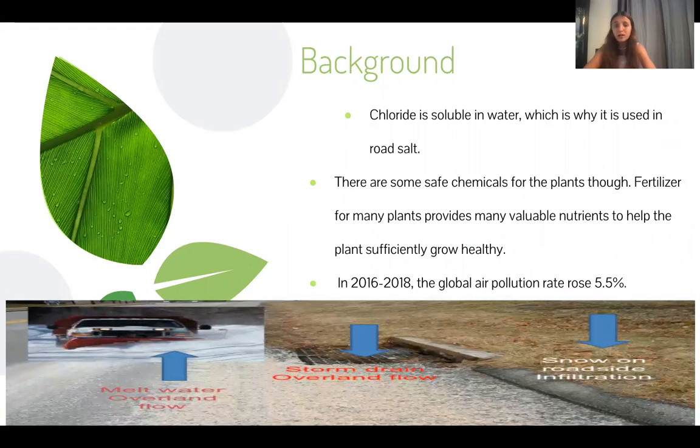Chloride, not chlorine, is soluble in water, which is why it is used in road salt. There are some safe chemicals for plants, though. One of those safe chemicals is fertilizer, and fertilizers for many plants provide many valuable nutrients to help the plant grow sufficiently.